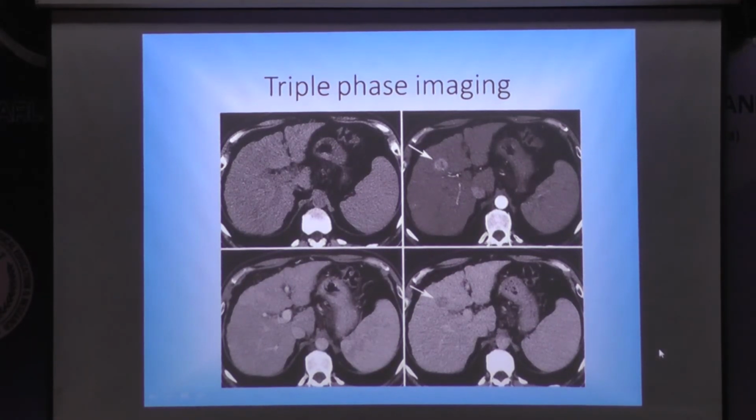Now we can acquire the entire abdomen in 20 seconds. So once you acquire a plain image, you acquire the arterial phase after 20 seconds. After around 50 to 60 seconds, you acquire the portal phase, and then you acquire the delayed phase around 1.5 minutes. Now what is the importance of this? You can pick up arterial hypervascularity. This modality is called triple phase imaging, and arterial hypervascularity is of very much importance in diagnosing hepatocellular carcinoma.